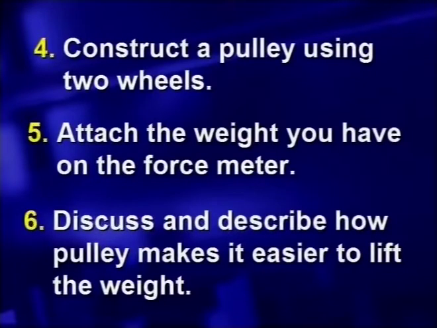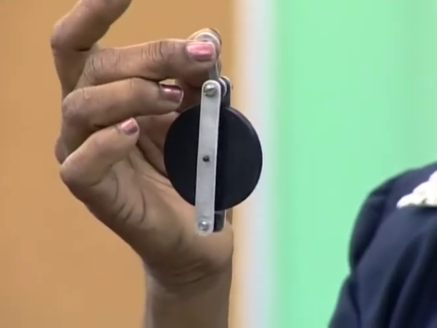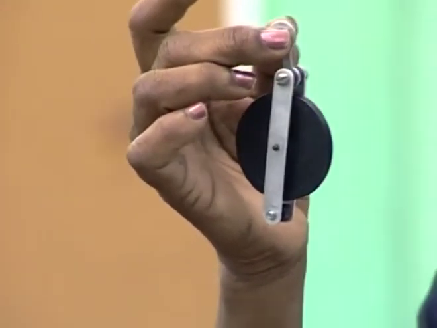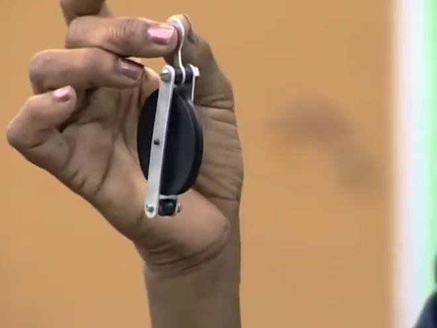If I can have our friends at the back, you're going to construct a pulley, which is a simple machine using 2 wheels. Our students in the receiving schools, once again, if you don't have any of what we have, please just observe and take note.